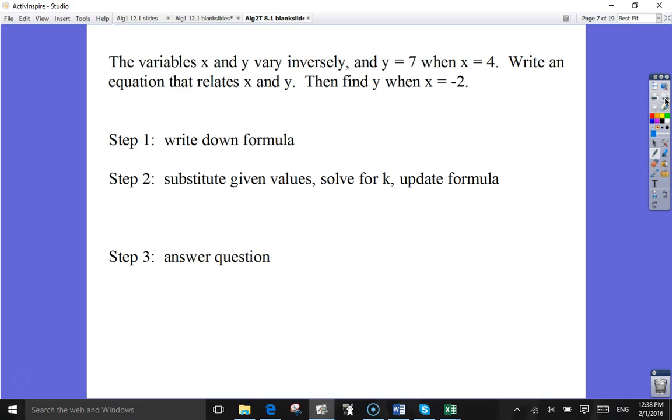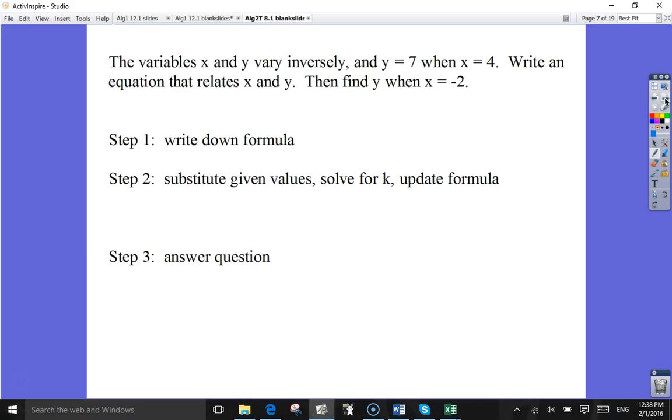So this one: the variables x and y vary inversely. y is 7 when x is 4. Write an equation that relates x and y, then find y when x equals -2. Right? It's always pretty much that order. Now, sometimes they don't ask you a question at the end. They may just say, find k, in which case you would be done at that point. But generally, they have all three parts.